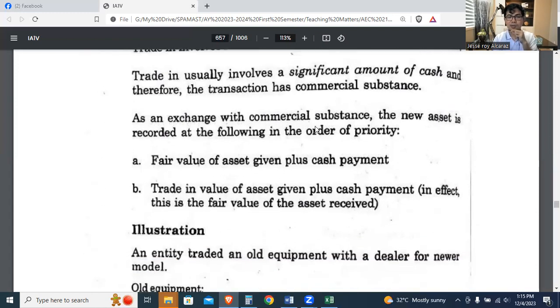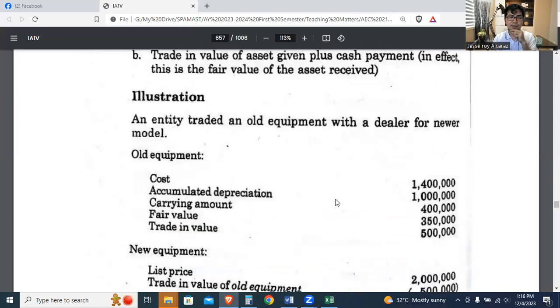So as an exchange with commercial substance, the new asset is recorded at, in order of priority. Okay? So when we say order of priority, letter A is the priority. If it is not available, then we proceed to letter B. So A: fair value of the asset given plus cash payment. And then B: trade-in value of the asset given plus the cash payment. So this is just an example.